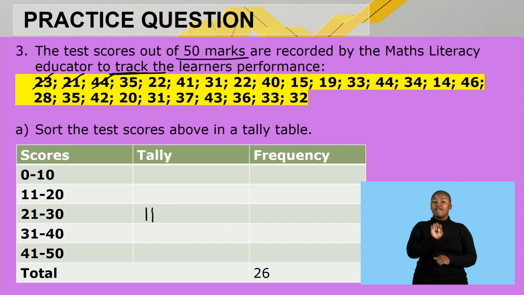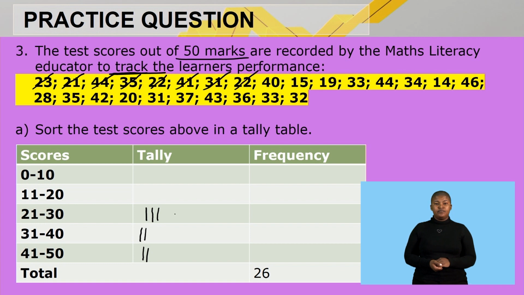The third learner got 44. So we are going to go to the last interval, so it says 44 to 50. So we record a 1. 35, it makes it a 1 between 31 and 40. So this learner got 22, falls here. 41, go here, it makes it a 2. Then we have 31, it makes it a 2 on our table.